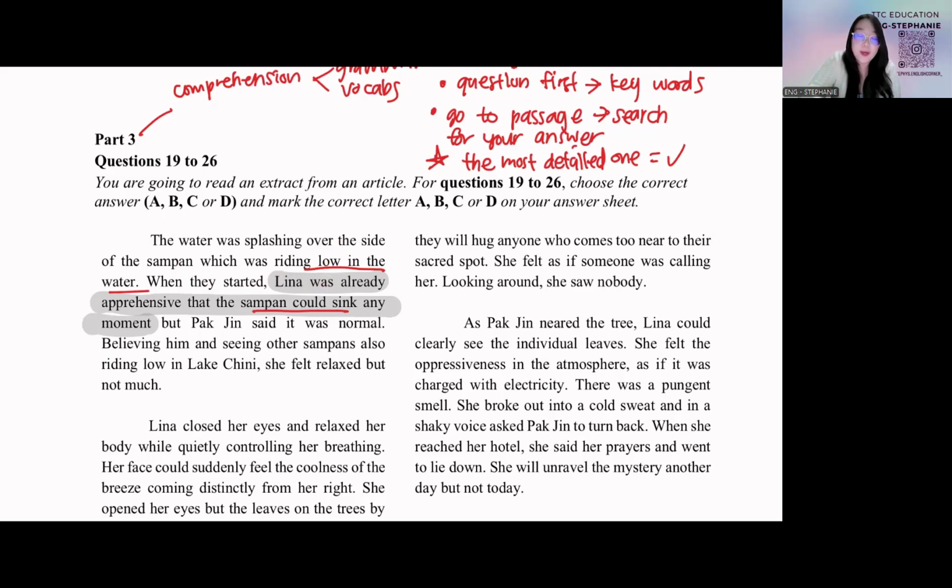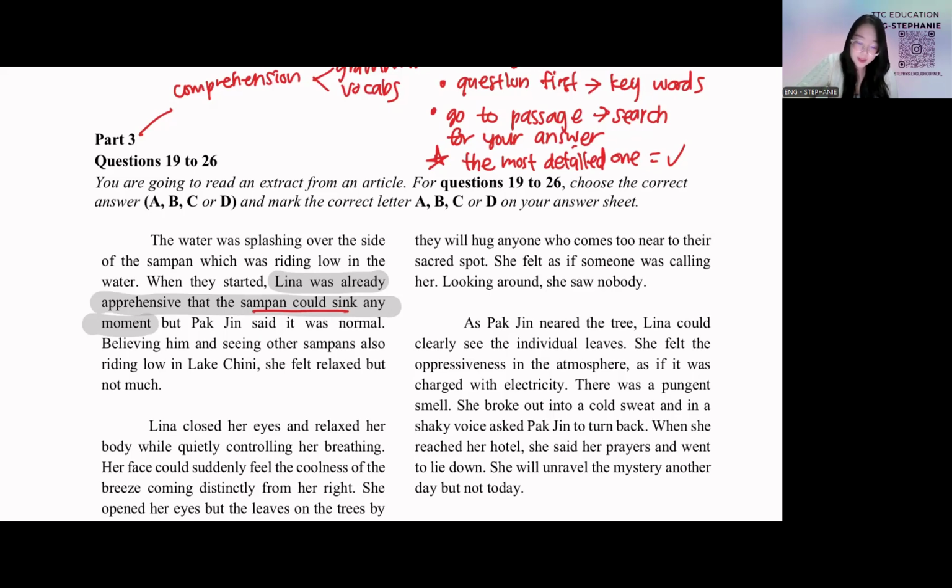So for this part, part 3, you might face a challenge where everything seems to be from the passage, but which one is the best answer? So you'll check the one that is the most detailed one, or you have the exact words, that one is correct. Okay, so this is for part 3.